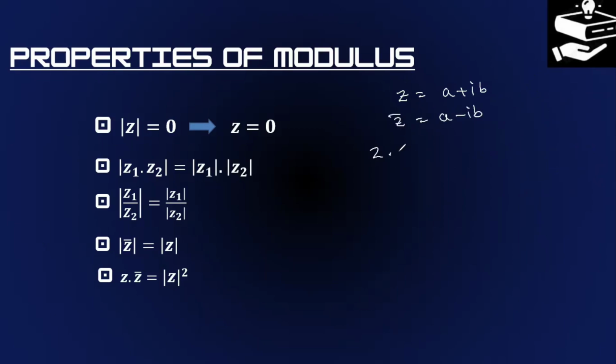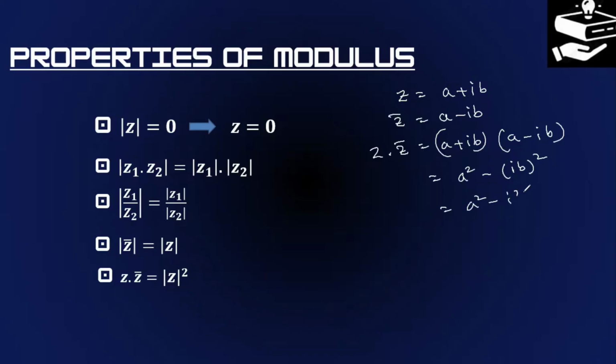If I want to find z times z bar, I will get a plus ib times a minus ib. Now, this is like a plus b times a minus b, which is a square minus b square. So a square minus, instead of b, I write ib whole square, which gives me a square minus i square b square. Now we know i square is minus 1, so it becomes a square plus b square.